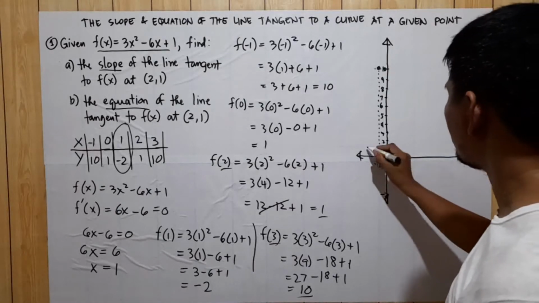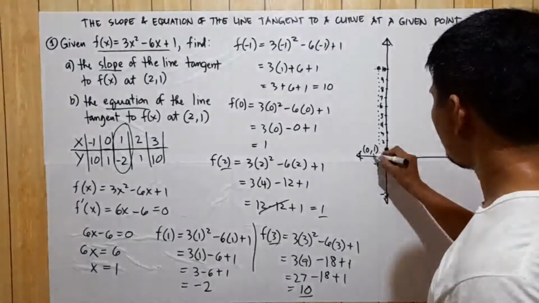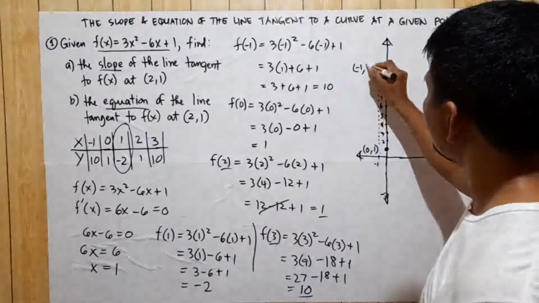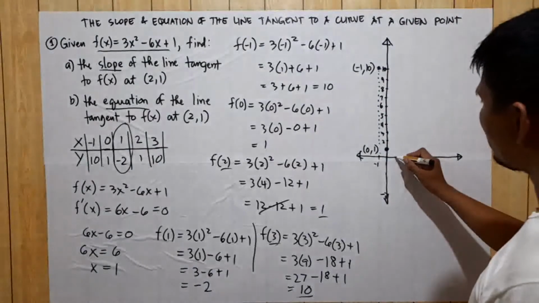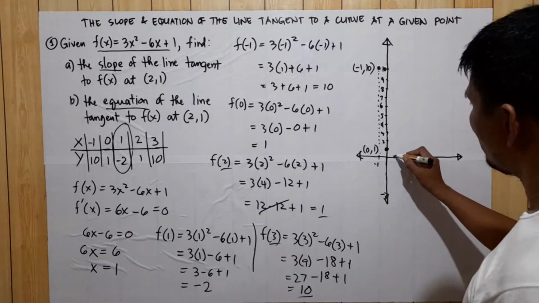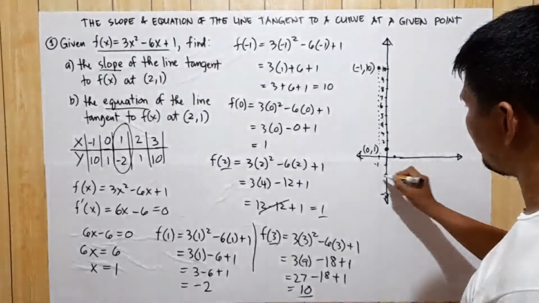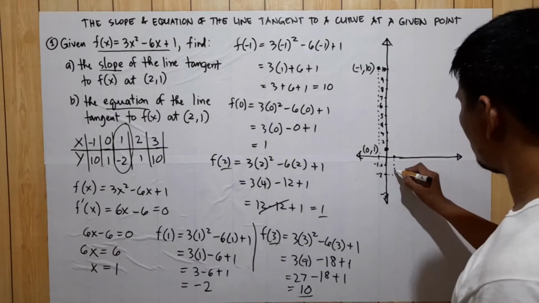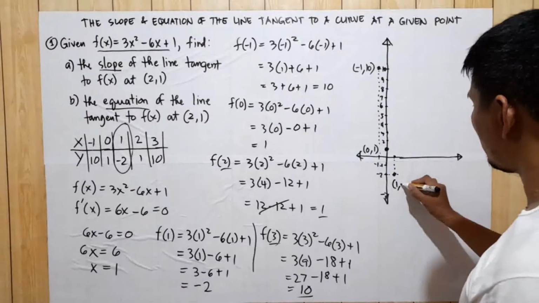So, ito po yung point na 0 and 1. Ito naman po ay negative 1, 10. Tapos, yung minimum point po natin is 1, negative 2. Nandito po. Okay, so ito yung minimum point natin, 1 at negative 2.